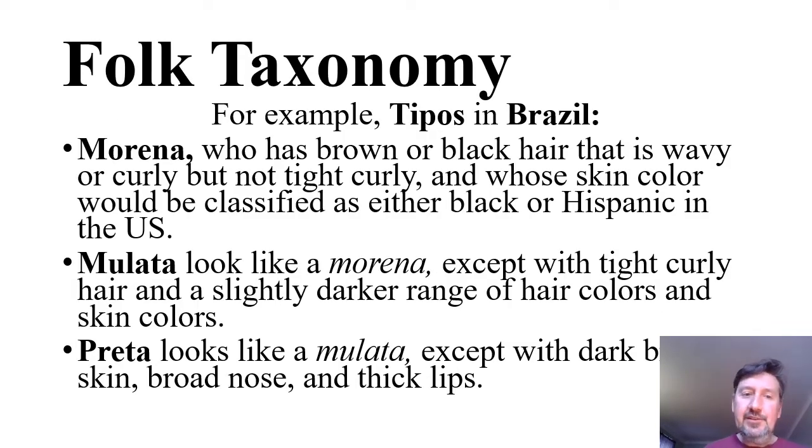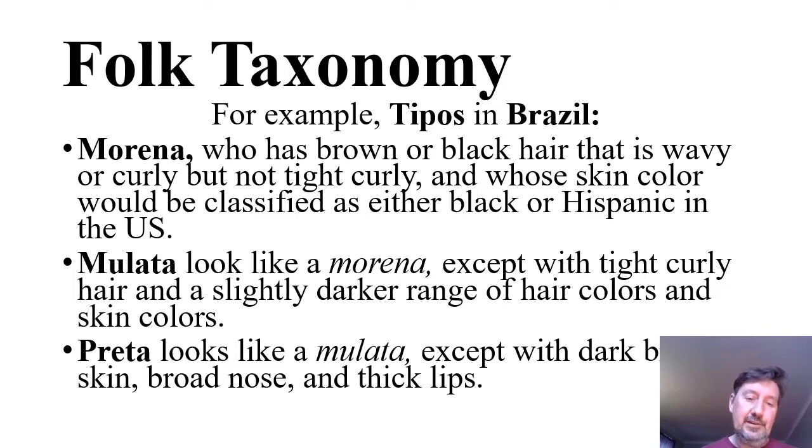Racial categorizations are not based on scientific objectivity, but are constructed through culturally specific folk taxonomies. A folk taxonomy is a culturally specific way of classifying things, meaning that different societies will have different folk taxonomies, and different folk taxonomies will classify the same information in different ways.